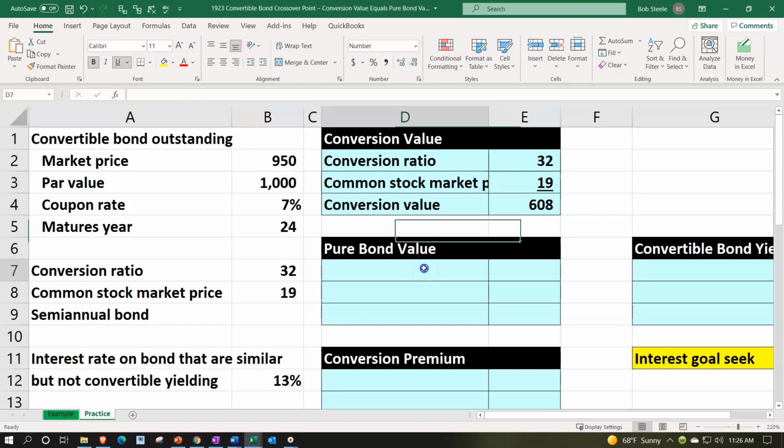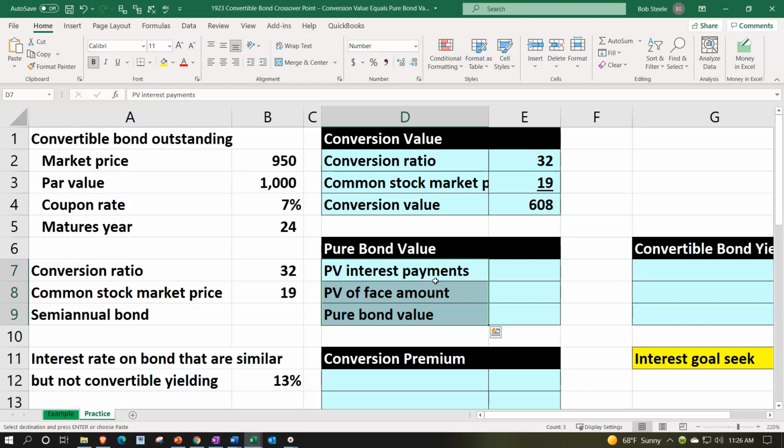The pure bond value, let's calculate that. We're going to be using the valuation of the interest payments and the present value of the endpoint, the $1,000 we would receive at maturity, assuming that we didn't have the conversion feature and we're comparing to similar bonds that don't have that conversion feature. Now we're looking at the bond side of this more complex security as if there was no conversion feature. So we're going to do that.